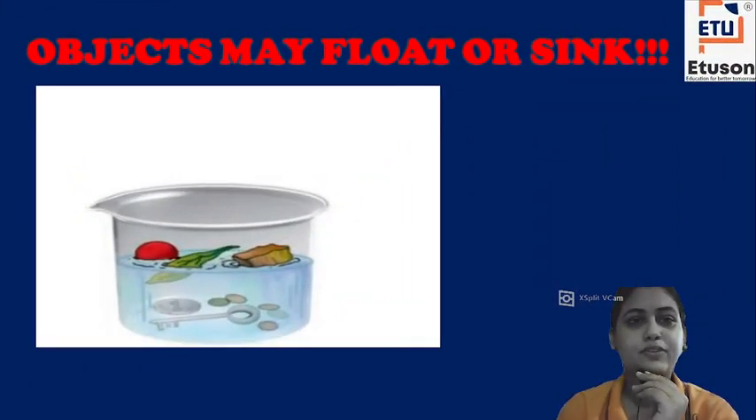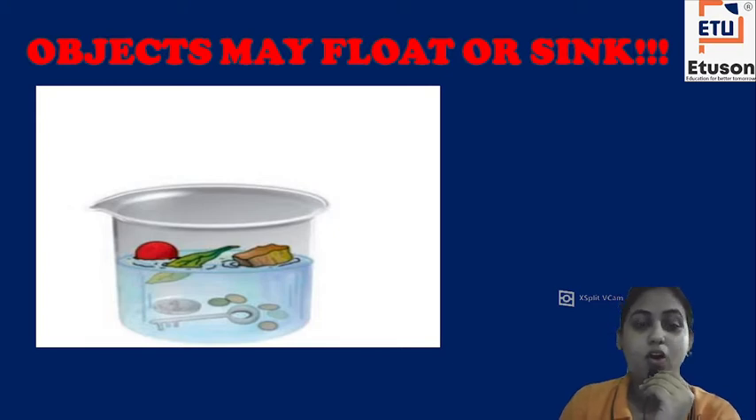Next, we will see that objects may float or sink. Earlier we saw that some substances like sand particles go to the bottom, and some like oil float above the water. Also, we can see this tumbler filled with water. There are some substances that are sinking in water and some that are floating. Those that sink, like the key and coins, and in the floating case there is a plastic ball and a leaf floating.